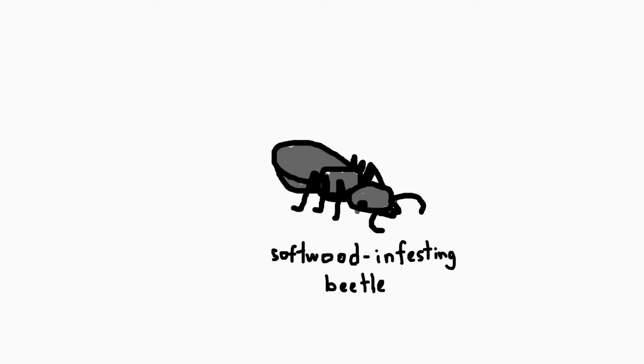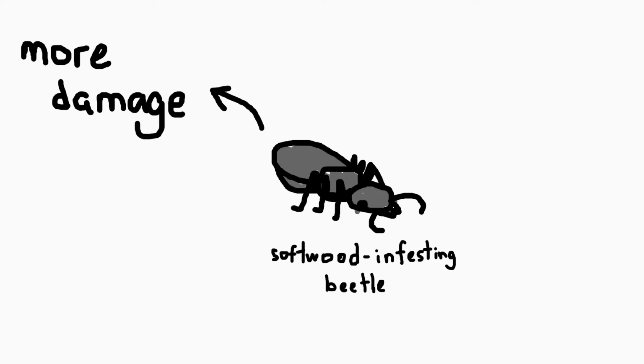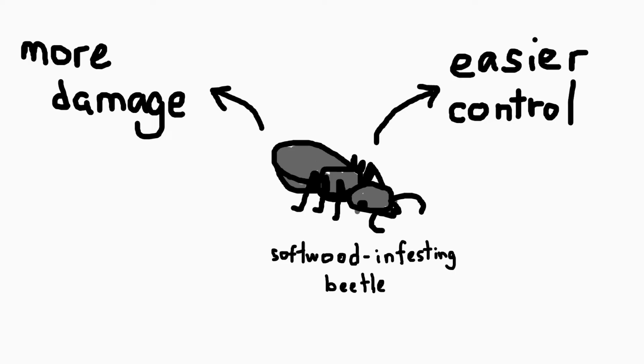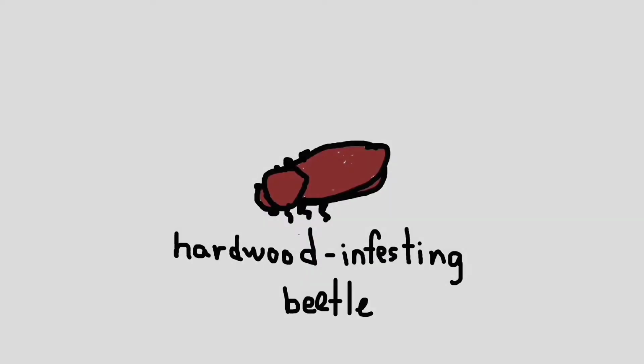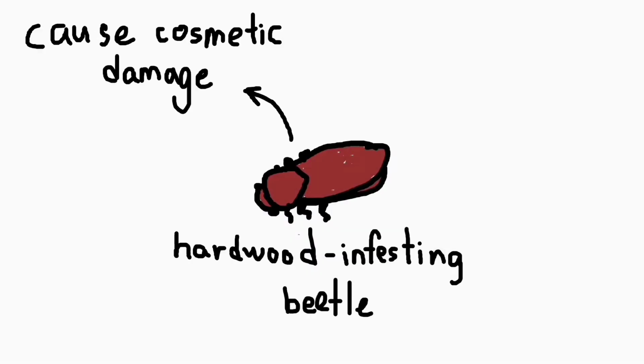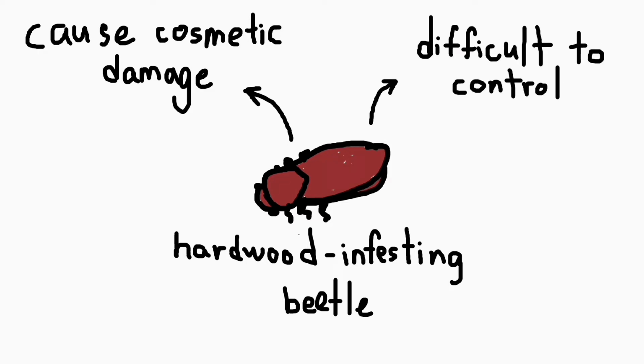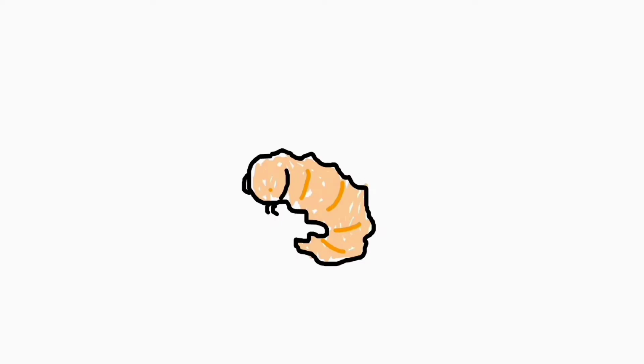Softwood-infesting beetles tend to create more damage to the host as they weaken the supporting structures of a tree, though they are usually much easier to control. On the other hand, those that infest hardwoods usually cause cosmetic damage to woods only, but they are more difficult to control. Powder post larvae are curved and wrinkled.